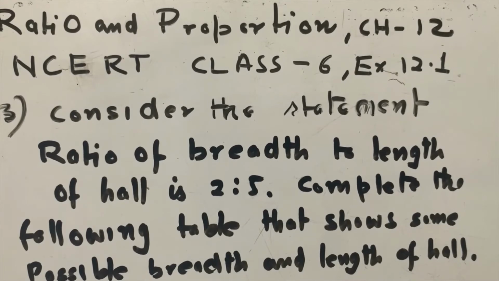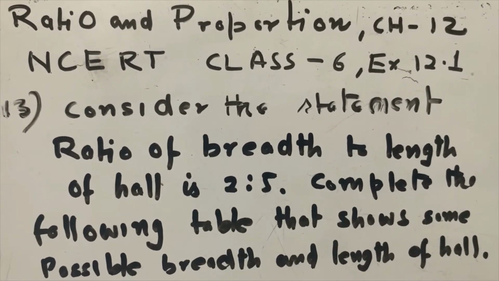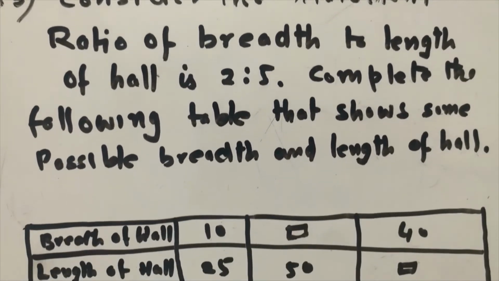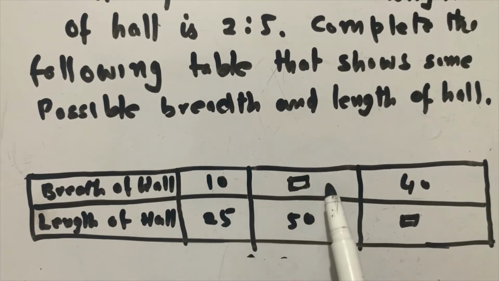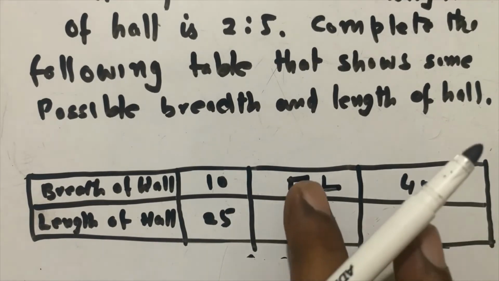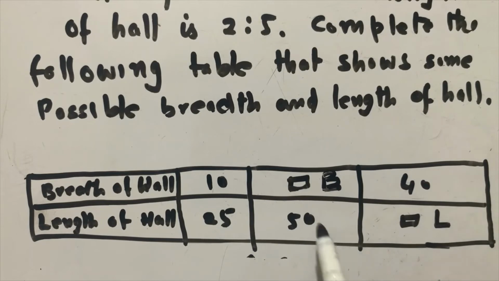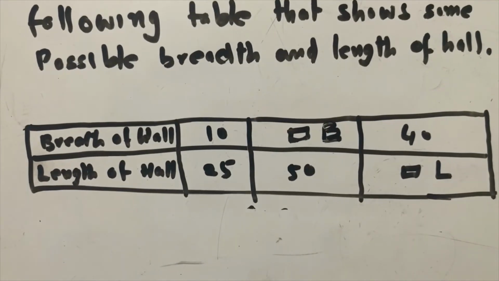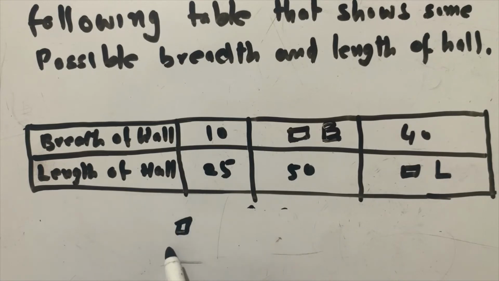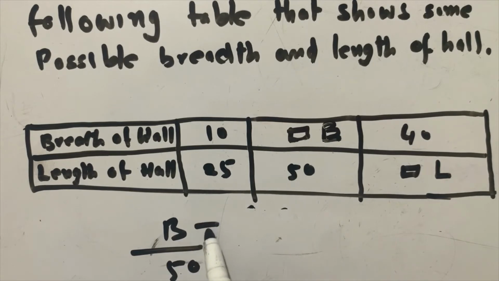Exercise 12.1, question number 13. Consider the statement: ratio of breadth to the length of hall is 2:5. Complete the following table that shows some possible breadth and length of the hall. This table is given and we have to find the value of this length and this breadth. First we will find the value of breadth upon 50.